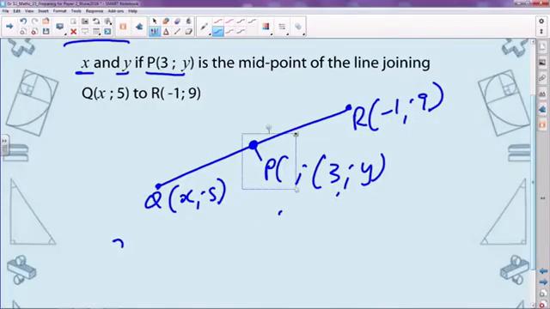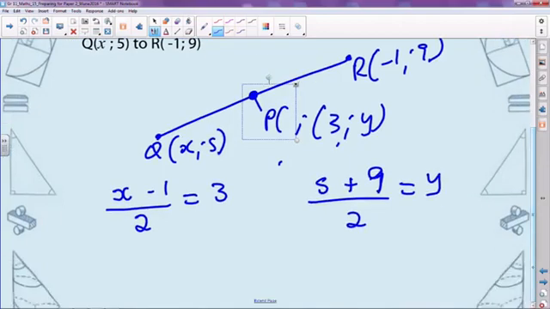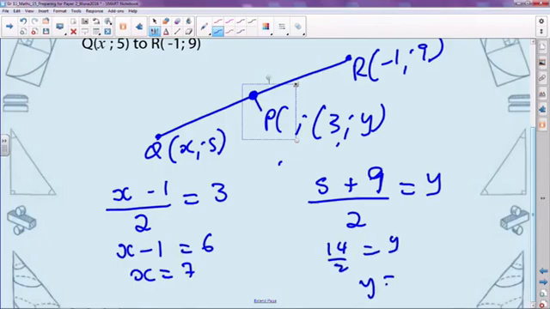So the x1 in this case is x plus that -1, over 2, is, we are given the midpoint, that is 3. Then the y1 is 5 plus the 9 over 2, given, it is y. So now you simplify, so x minus 1 is 6, x is 7, and then 14 over 2 is y, then y is 7. Okay, so you can interpret it that way.